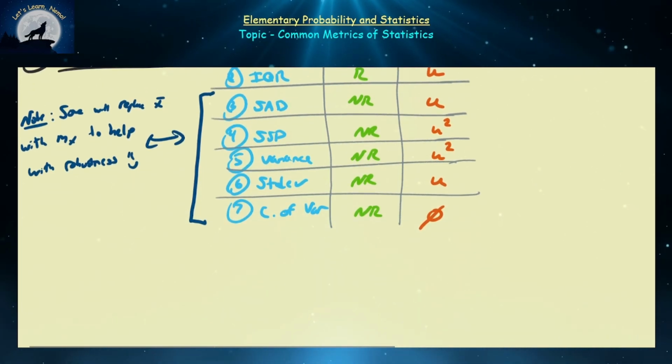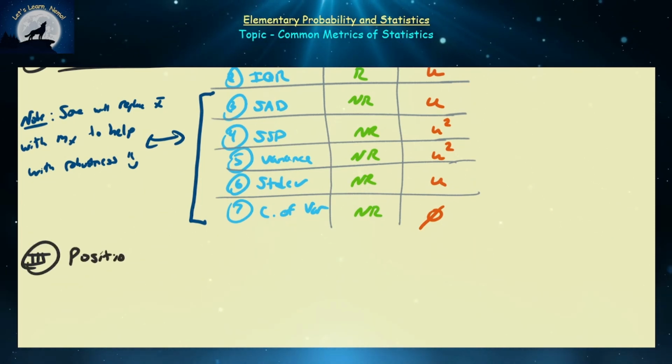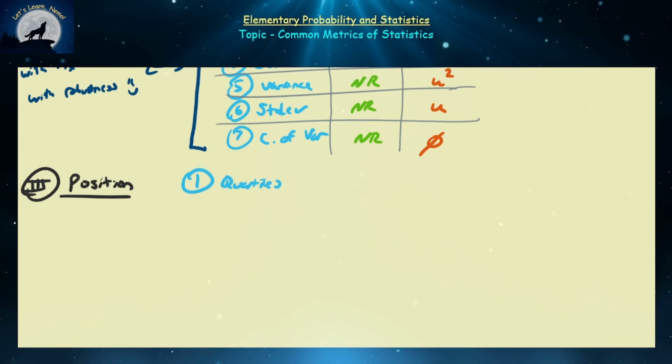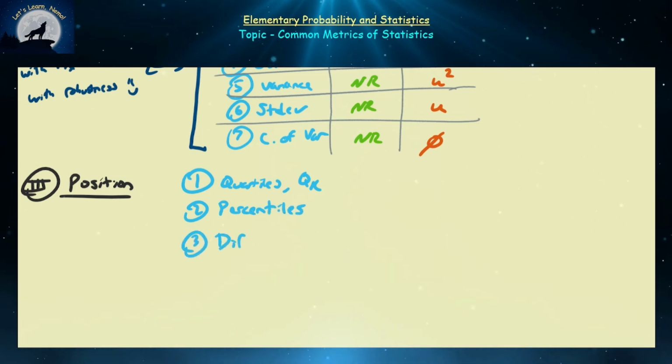This is dispersion. And the third class that we discussed for metrics is the metrics of position, and we had a couple of these as well. So the first one was quantiles, or quartiles, which we abbreviated by QK. So that includes your minimum, maximum, median, and interquartiles Q1 and Q3. We also discussed how to calculate percentiles, or one way to calculate percentiles for discrete data sets. And we also discussed difference scores.